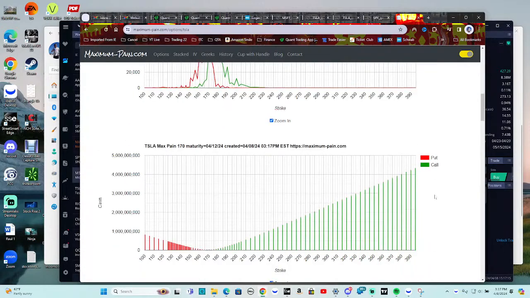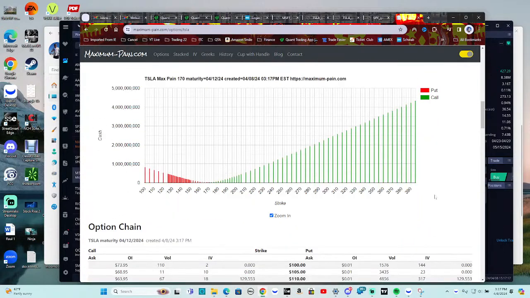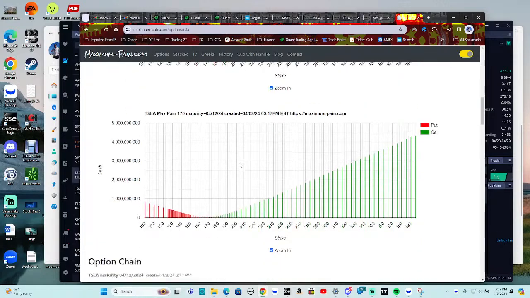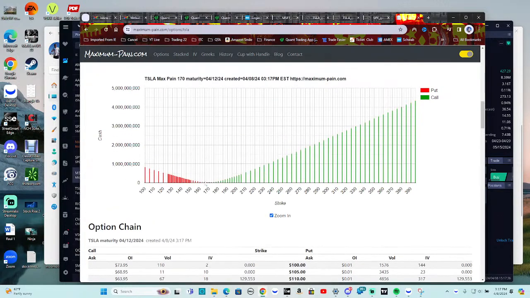So maximum pain, for all intents and purposes, is the strike price where calls and puts together have the least amount of intrinsic value. And the best visualization I can find is this. This is MaximumPain.com. You can enter any ticker you want, and it gives you a readout of everything. So if you can see this, at 165 or 170, all these puts will lose, and all these calls will lose.